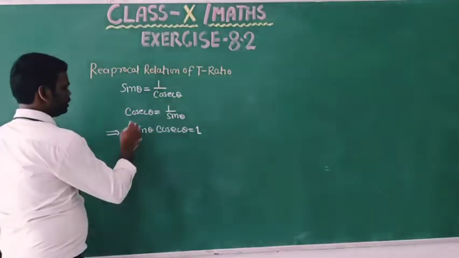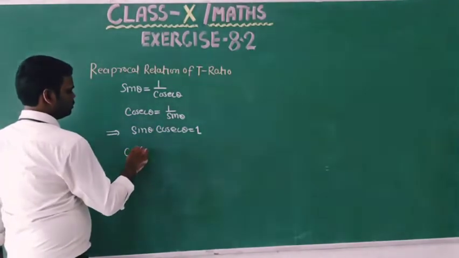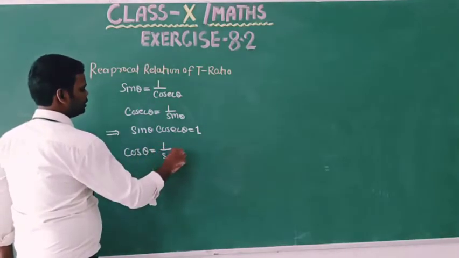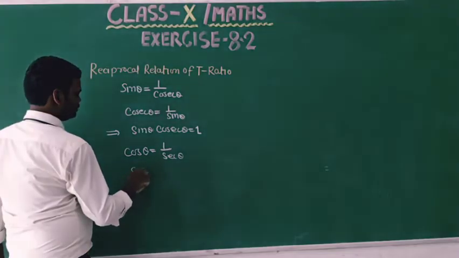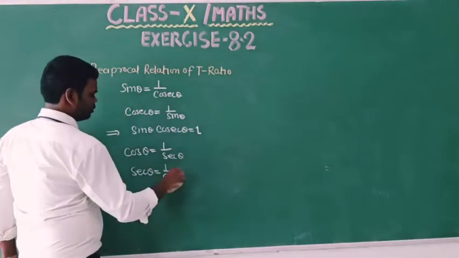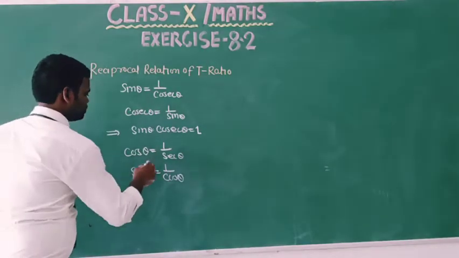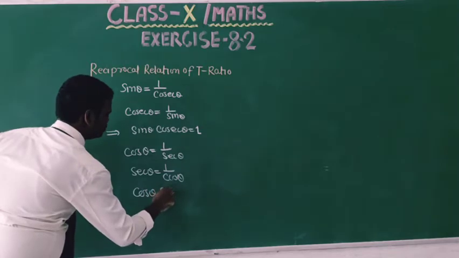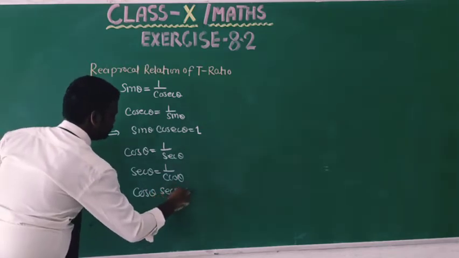And the reciprocal relation of cos theta is 1 upon sec theta, or sec theta equals 1 upon cos theta. This can also be written as cos theta into sec theta equals 1.